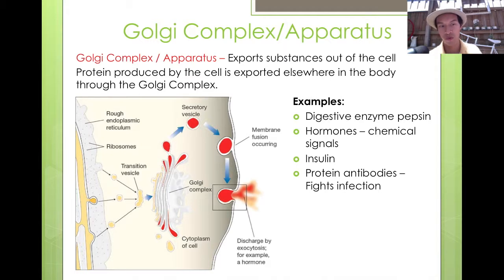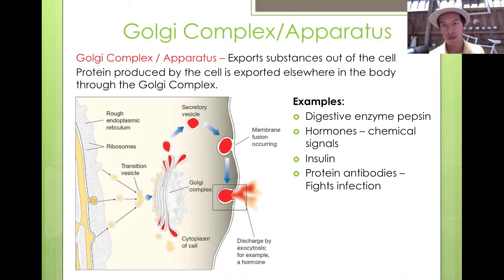And then what happens is the rough ER puts it into a transition vesicle, sends it to the Golgi complex, and then the Golgi complex will then put it into a secretory vesicle, send it out of the cell, and then through the bloodstream, and then into the location where it's necessary, most likely a location somewhere in the digestive system where it gets secreted into the stomach to break down protein.